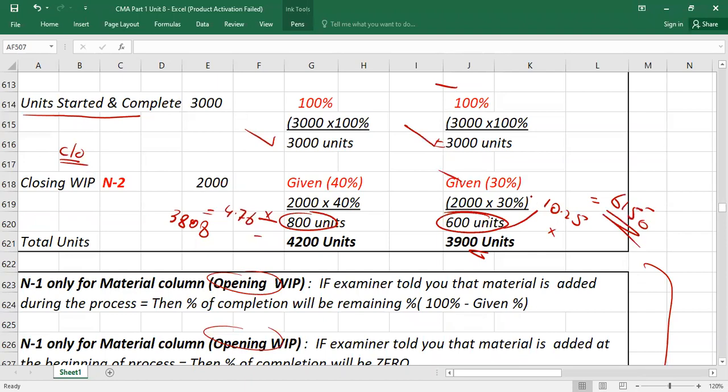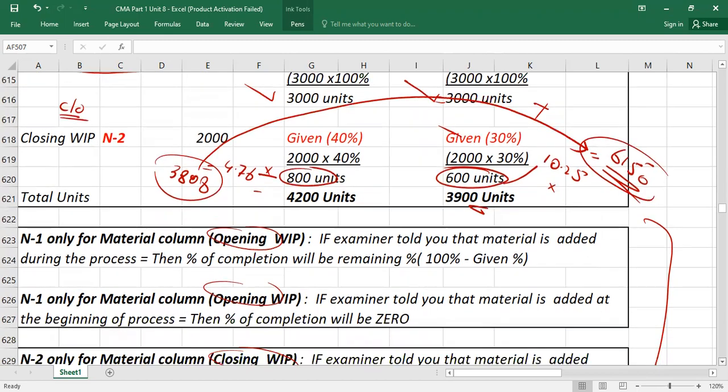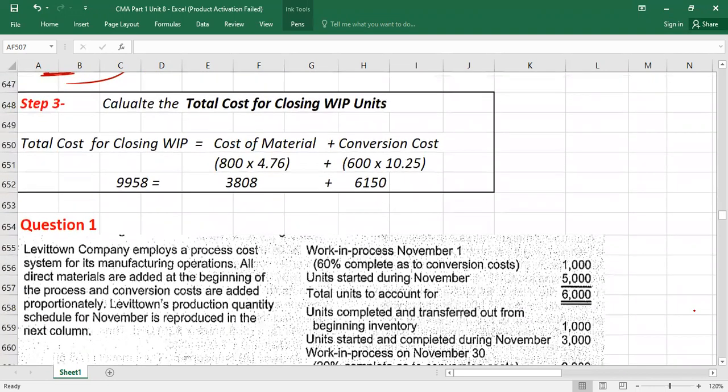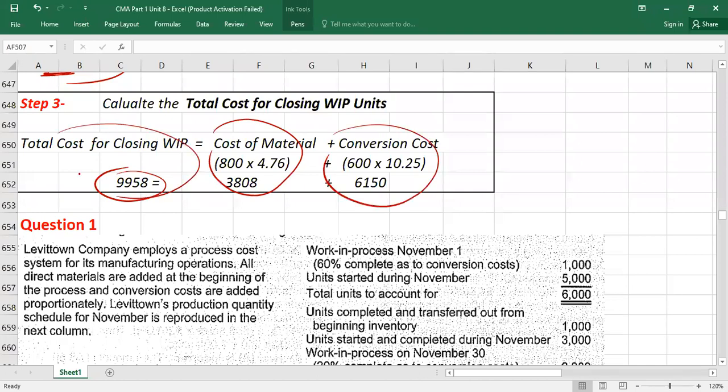If question is asking only what is material cost for closing work in process, we will say 3808. If question is asking what is conversion cost for closing work in process, we will say 6150. If question is saying what is total cost, I'll add these two values. So this will give you total. Total is calculated here also. This is for material, this is for conversion, this is total. Understood? Now let's do the question.